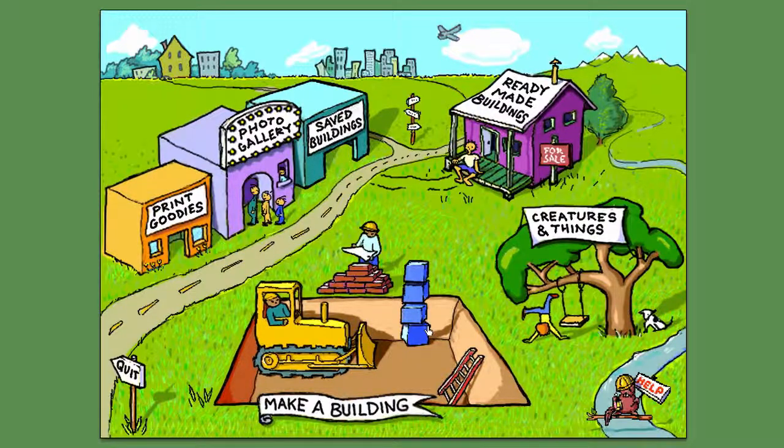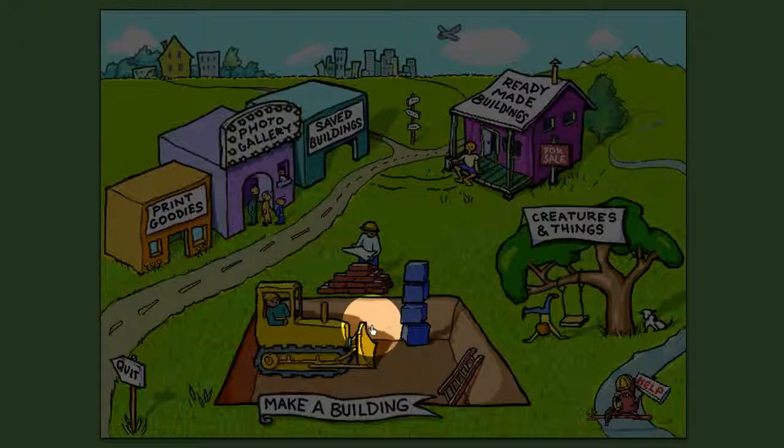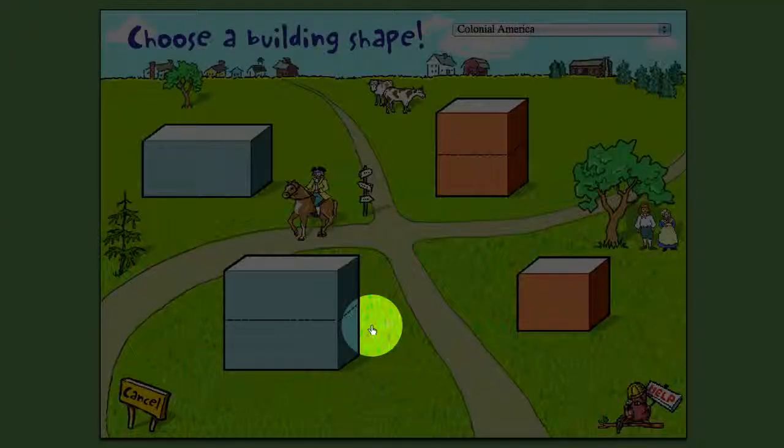This tutorial for Community Construction Kit is going to go over how to make a building that's not a ready-made building. By making a building, you're making a building from scratch. The first thing I want to do is click on Make a Building.